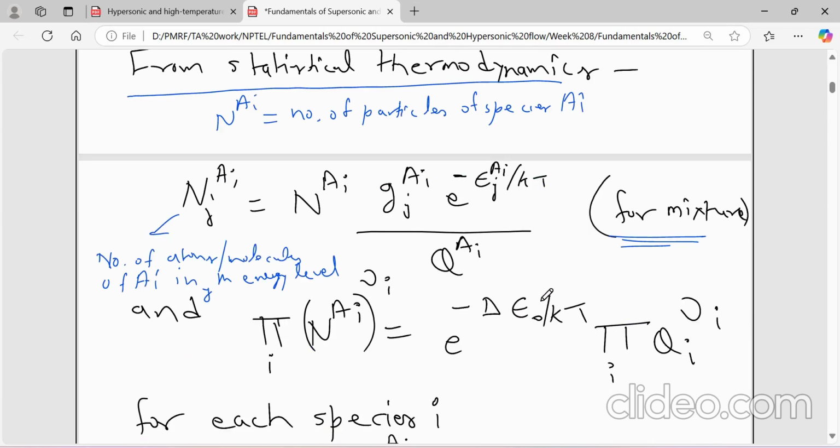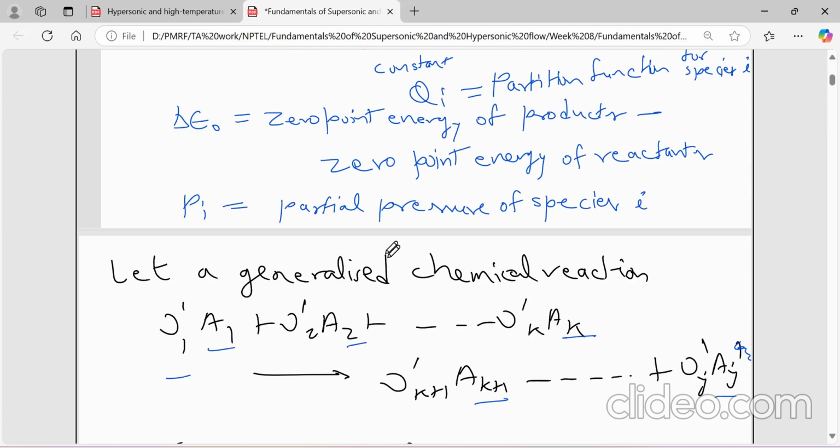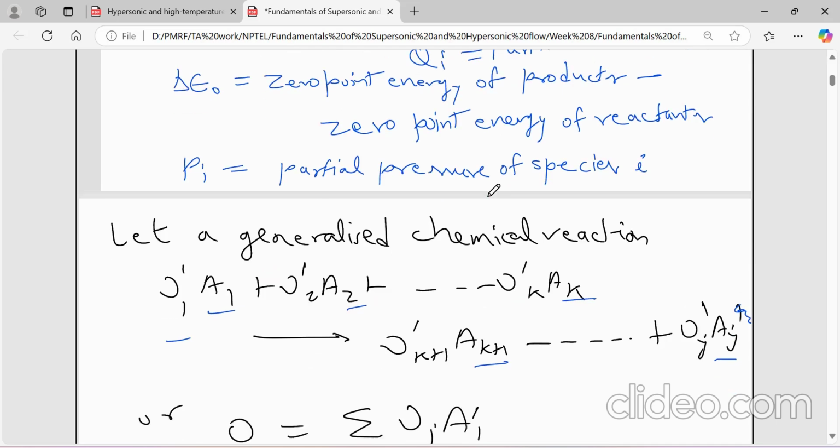For a mixture and chemically reacting flow, we will get one more equation, which is product of NAi to the power nu i equal to e to the power minus delta epsilon naught upon kT into product of Qi to the power nu i. Here this delta epsilon naught is nothing but the difference of zero point energy of products and reactants.